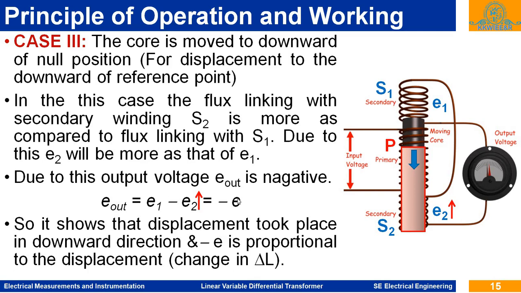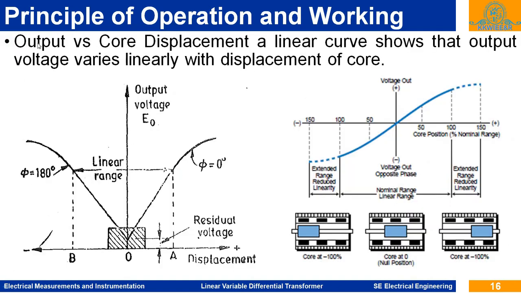Depending on this E, this electrical output is calibrated in terms of displacement, in millimeters or centimeters or inches. So in this way we can measure distance by using an LVDT. The output versus core displacement is a linear curve, which shows that output voltage varies linearly with the displacement of the core.